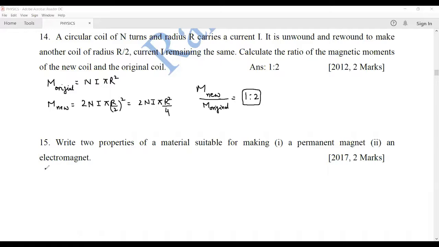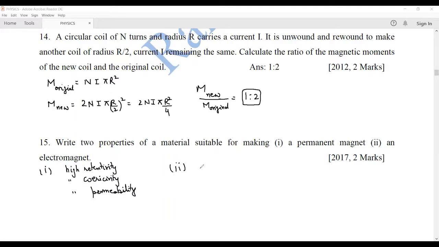Write two properties of a material suitable for making a permanent magnet and an electromagnet. For a permanent magnet, it should have high retentivity, high coercivity, and high permeability. So for making a permanent magnet, the material which is chosen should have high retentivity, high coercivity, and high permeability.